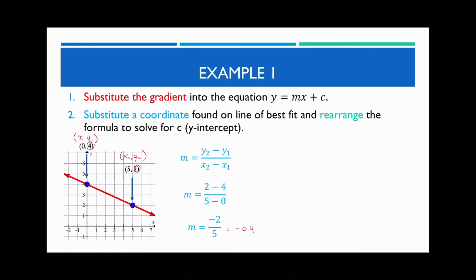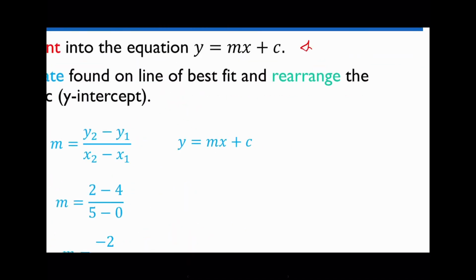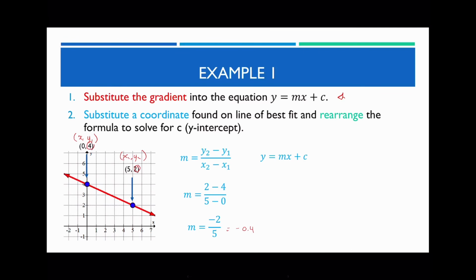So what I'll do now, in order to find my y-intercept, is substitute the gradient into the equation. So this is the equation for a straight line, and I just substitute the gradient in. I can substitute either the fraction form or the decimal form. It doesn't really matter at all. After you do this, you need to substitute a coordinate found on the line of best fit so that you can rearrange to solve for c.